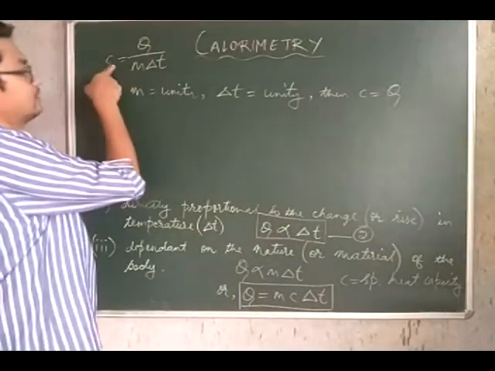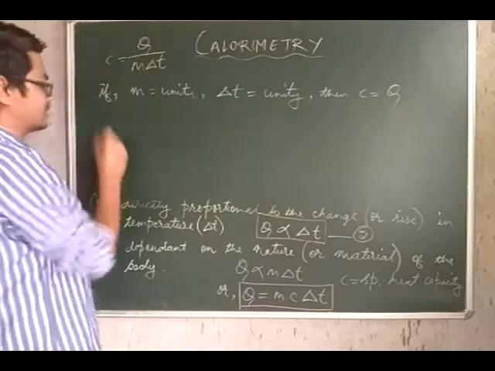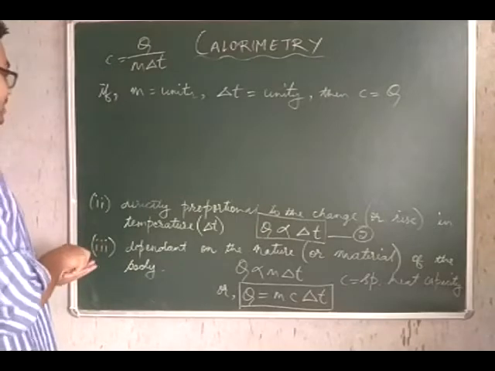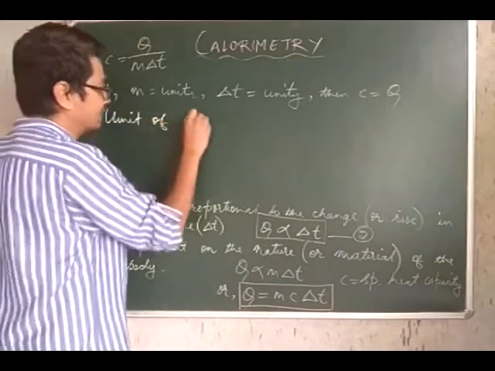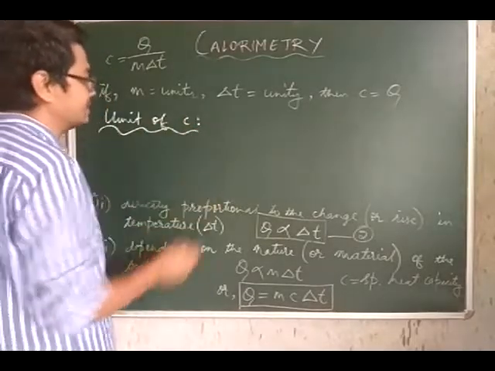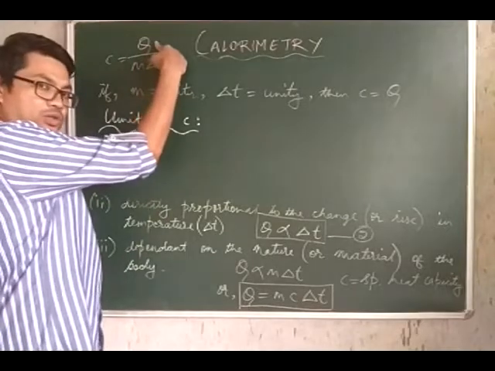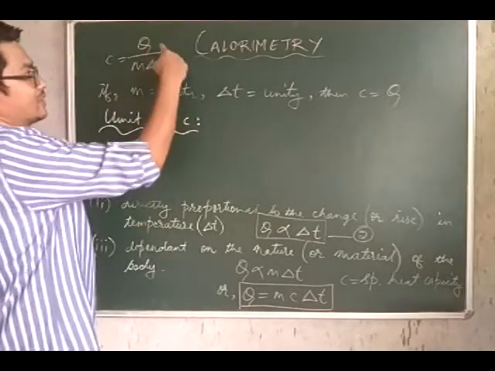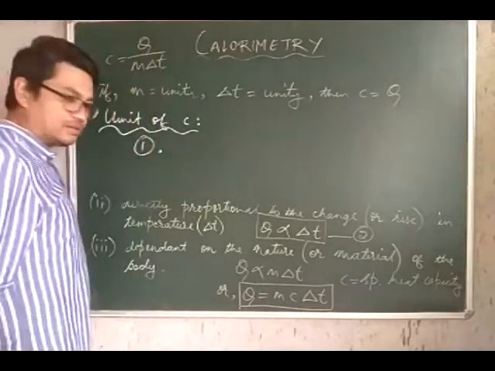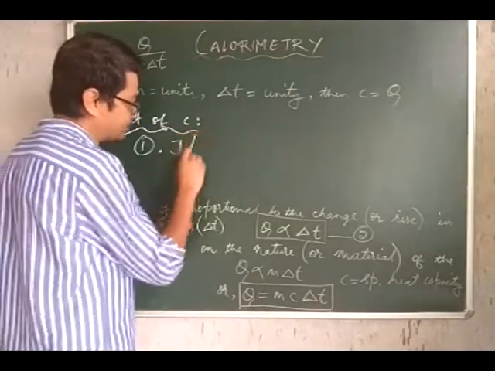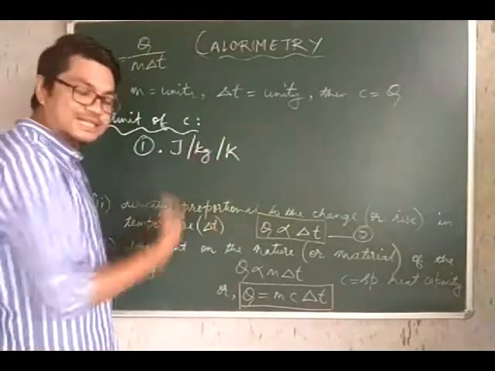So you can see specific capacity, this is small c by the way, is Q by m delta T. So talking about its unit, of small c, that is specific capacity, you can see heat is measured in joule in SI. I'm talking about SI, okay? So joule divided by kilogram divided by Kelvin. So you can write joule per kilogram per Kelvin. This is the SI unit, remember.